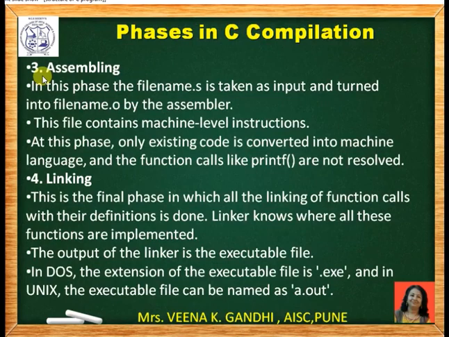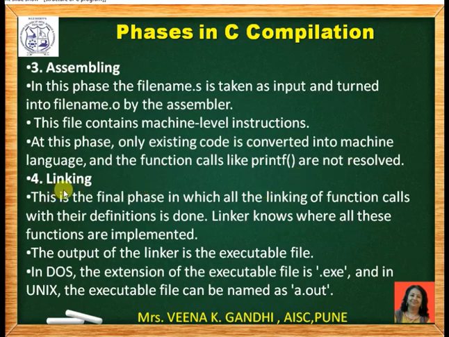Next phase is the assembly. In this phase, the intermediate file having extension .s is taken as the input and turned into a file with extension .o by the assembler on the Unix platform. This file contains machine level instructions. At this phase, only the existing code is converted into machine language, but the predefined functions like printf and scanf are not resolved yet. So in the linking phase, these functions are resolved.